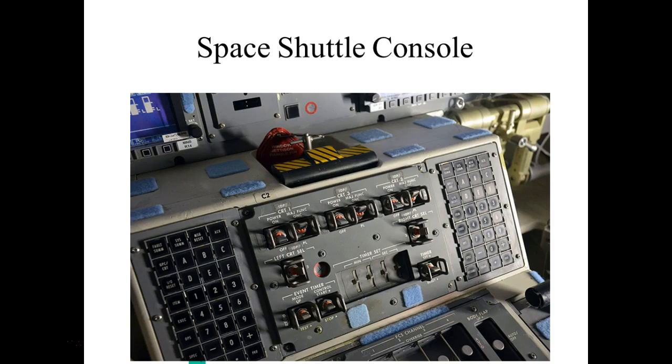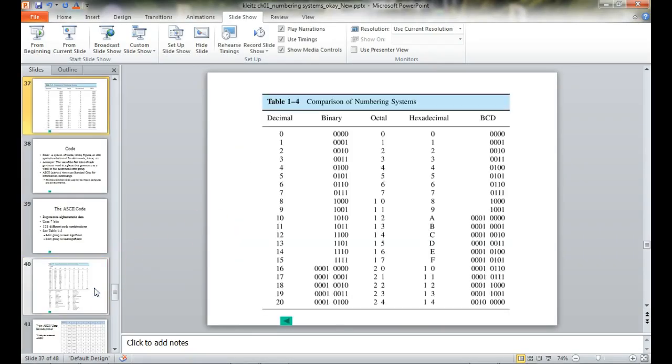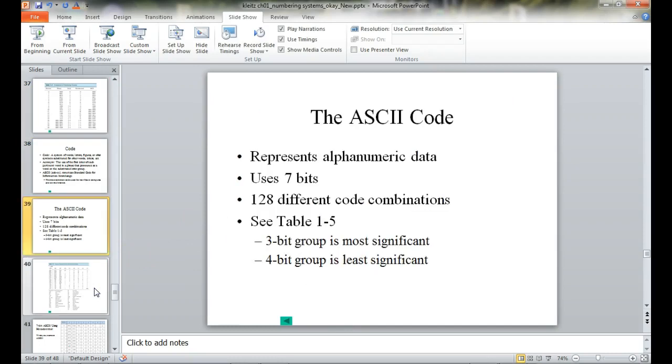Did y'all see the movie The Martian? He wanted to send text information back to NASA. So what did he use? He used a code. The first code we're going to look at is called the American Standard Code for Information Interchange.